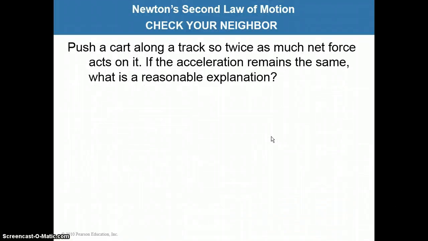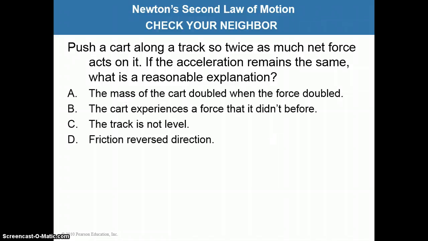Your last question for Newton's second law of motion. Push a cart along a track so twice as much net force acts on it. If the acceleration remains the same, what is a reasonable explanation? The mass of the cart doubled when the force doubled. The cart experiences a force that it didn't before. The track is not level, or friction reversed direction.